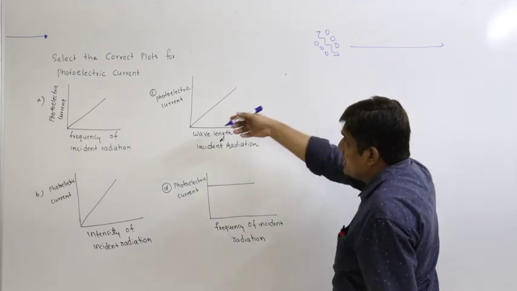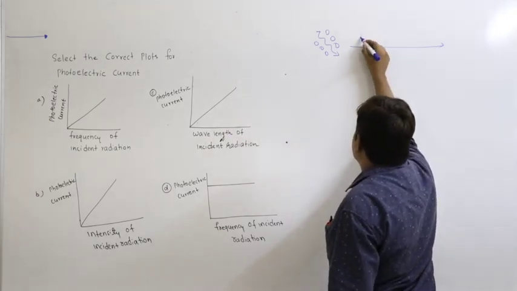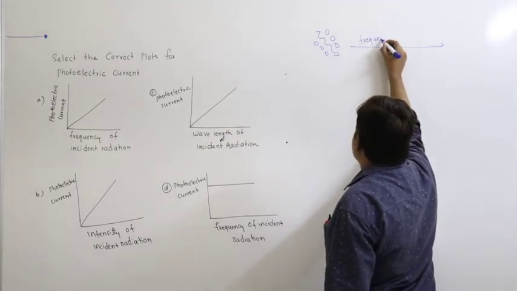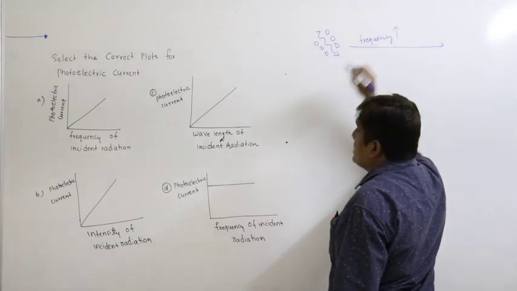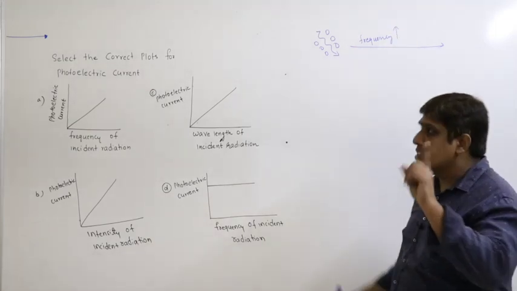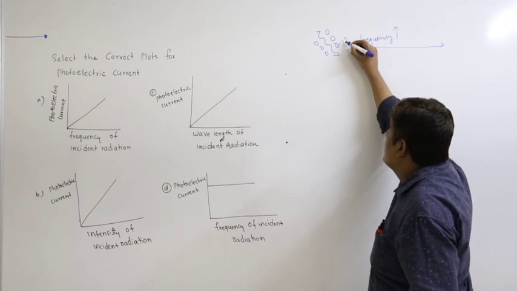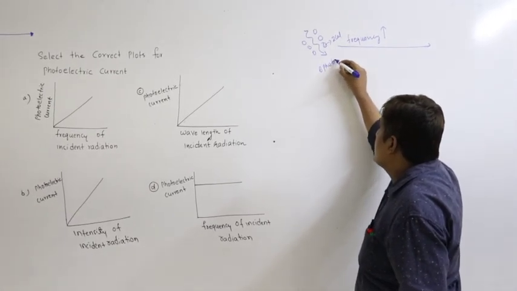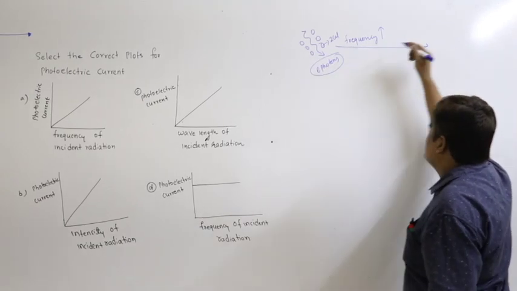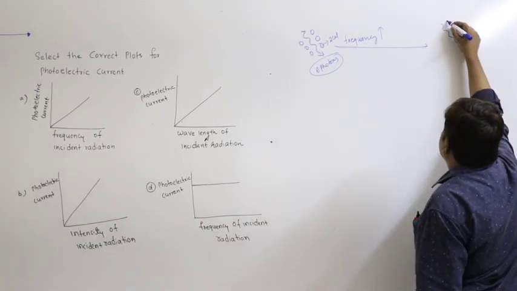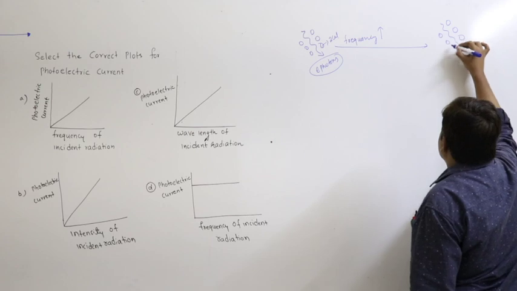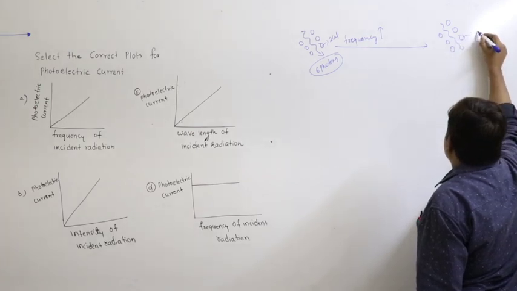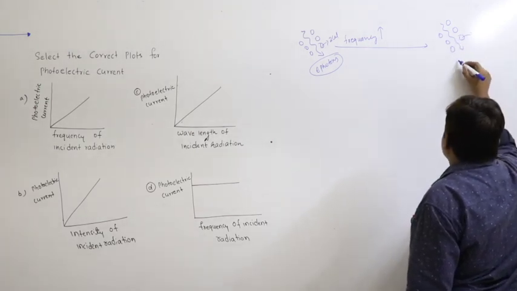So initially frequency is given, so let us take frequency. If you increase the frequency of incident radiation, that means the energy of photon will increase, but the number of photons remains the same. Here I am taking 6 photons per unit time. When I increase the frequency, what happens? The number of photons will remain the same, but the energy of photon increases.